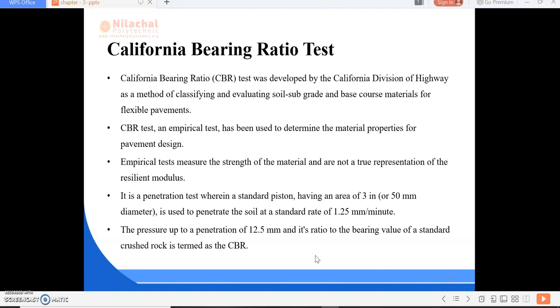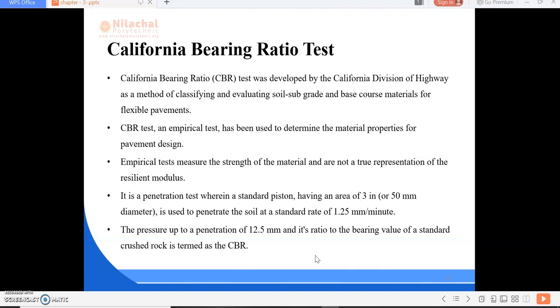Okay. Next is the most important test which we are going to do, the California Bearing Ratio test. This is also called as CBR test. So the California Bearing Ratio CBR test was developed by the California Division of Highway as a method of classifying and evaluating the soil subgrade and base course material for flexible pavement. So CBR test, an empirical test, has been used to determine the material properties for pavement design. Empirical tests measure the strength of the material and are not a true representation of the resilient modulus.